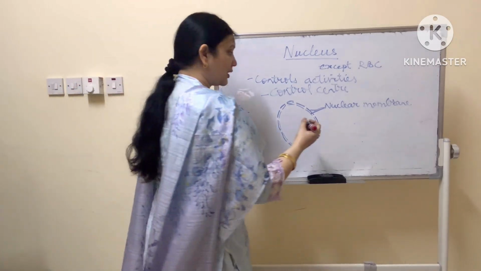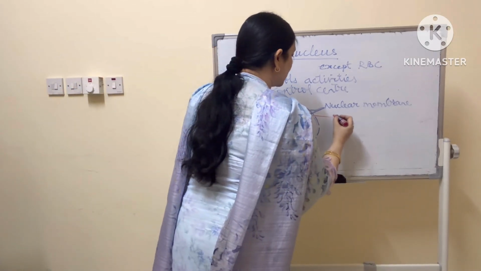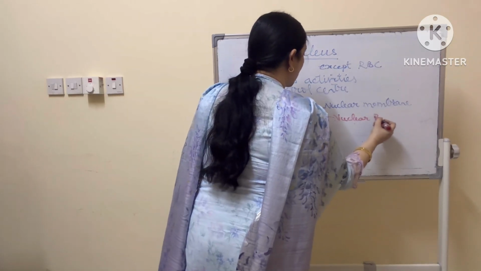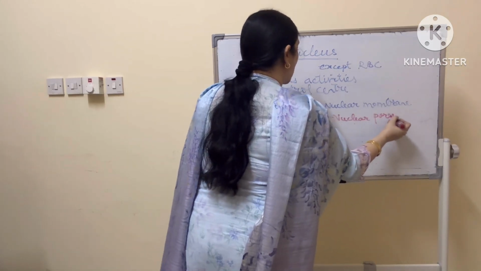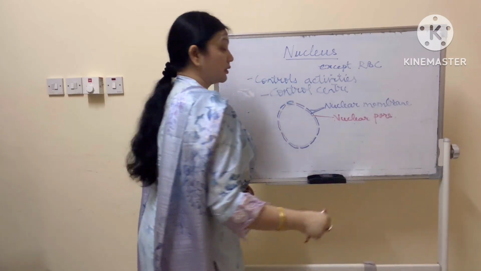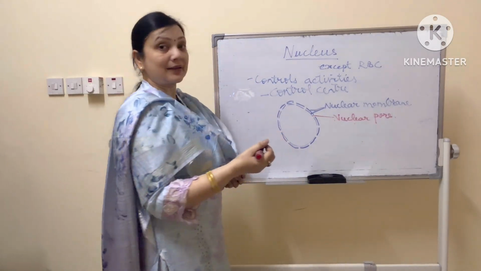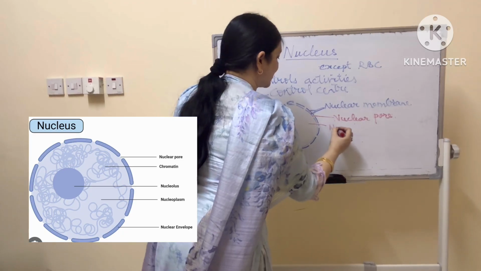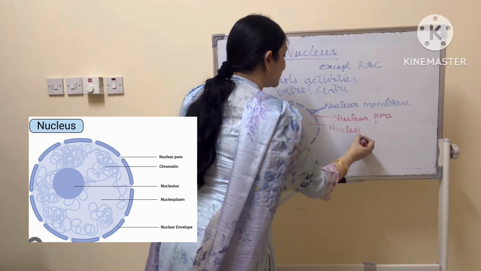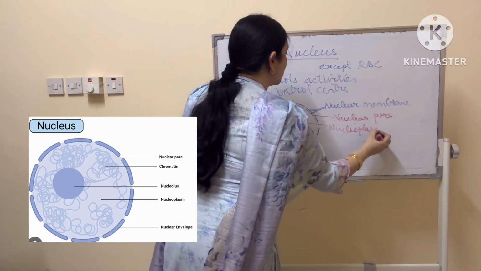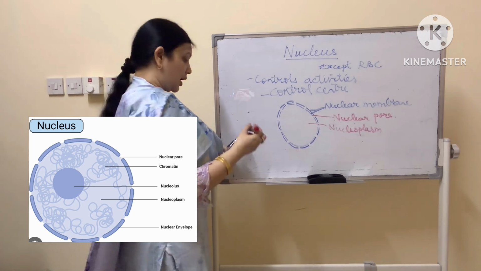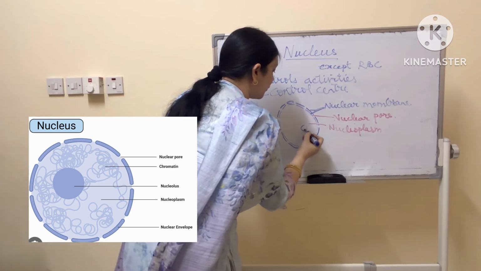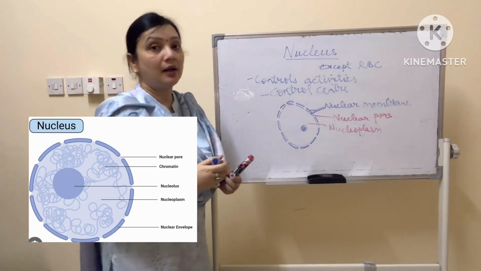These gaps which are there are called nuclear pores. Pore means a hole, so the gaps are called nuclear pores. Inside the nucleus, the jelly-like fluid is called nucleoplasm. The cell has cytoplasm, the nucleus has nucleoplasm. In the nucleus also there is a special area where most of the functions are done.